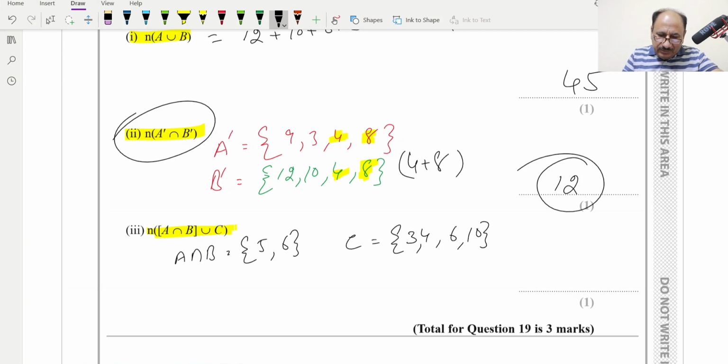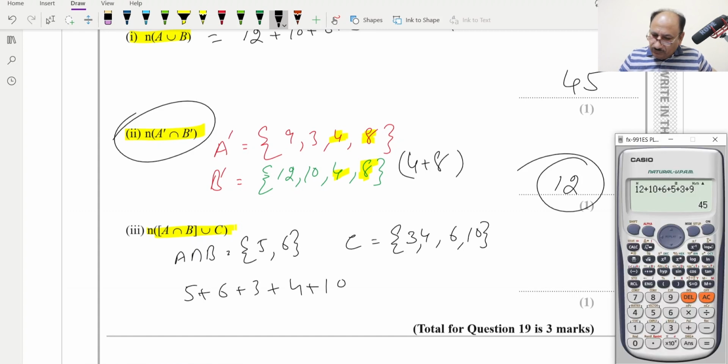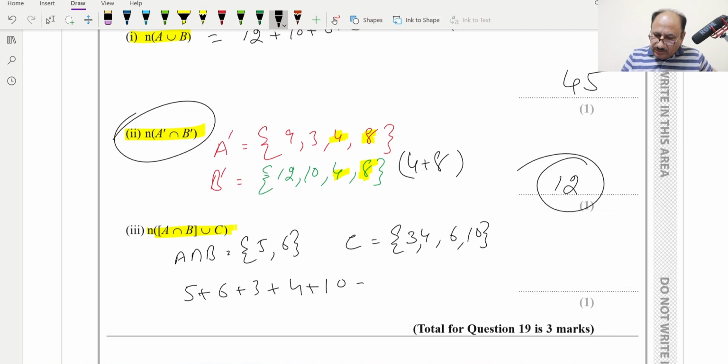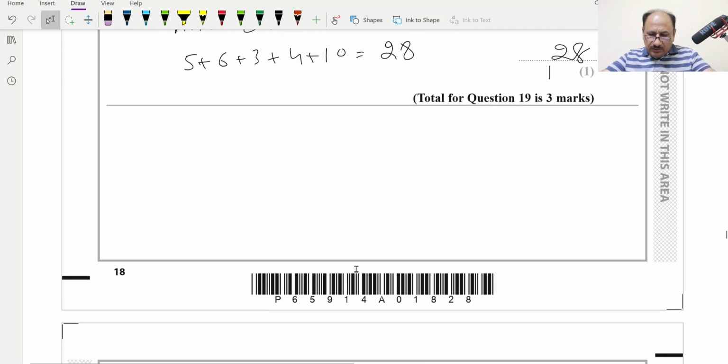Now we need the union of these. So n of the union will be what? 5 plus 6 plus 3 plus 4 plus 10. 6 is repeating, so whatever is repeating we are not writing twice. So this will be equal to 5 plus 6 plus 3 plus 4 plus 10, and this is equal to 28, and we can write here 28. This will be our answer for this one.